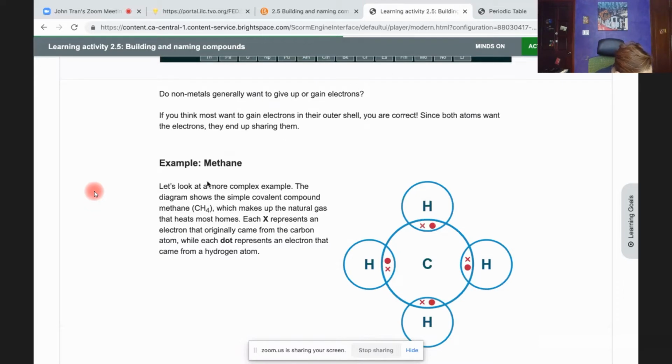Example: methane. Let's look at a more complex example. The diagrams show the simple covalent compound methane, CH4, which makes up the natural gas that heats most homes. Each X represents an electron that originally came from the carbon atom, while the dot represents an electron that came from the hydrogen atom.